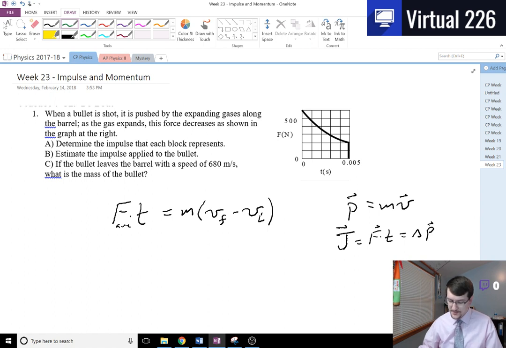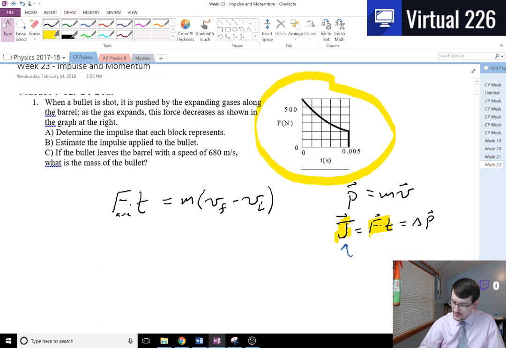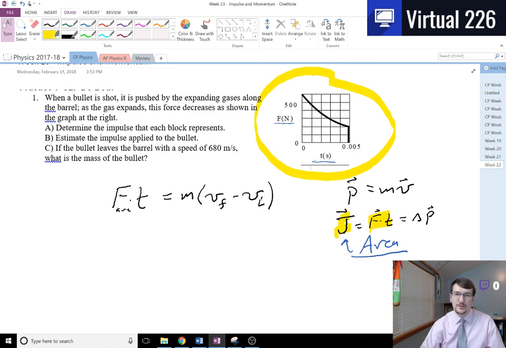What we can do to kind of mix up the problem, and we did a few of these in class, is if we have some sort of function here, or some sort of curve, then we run into a bit of an issue, because this F times t, this impulse, really represents some sort of area. We're looking for an area here, and that is the area of a force-time graph.